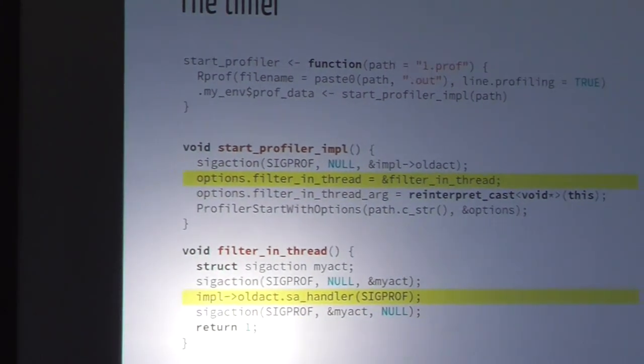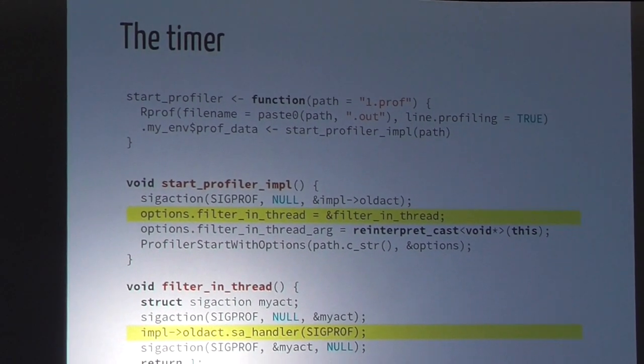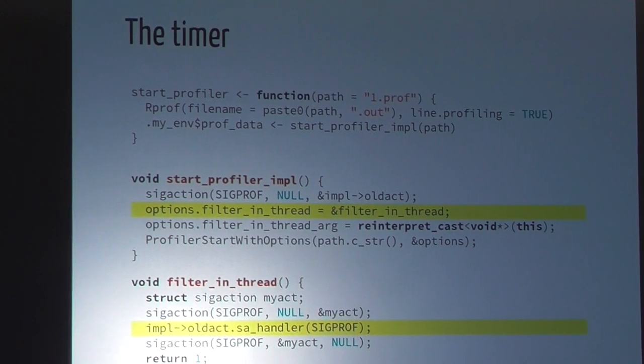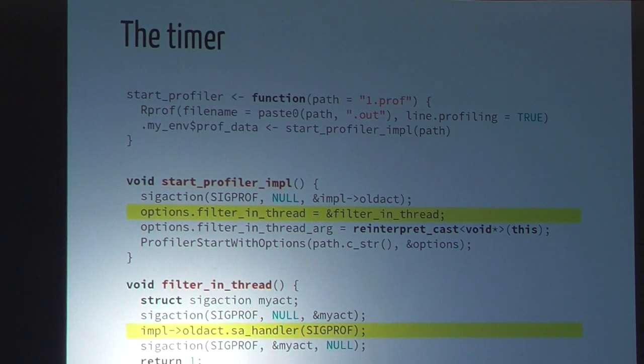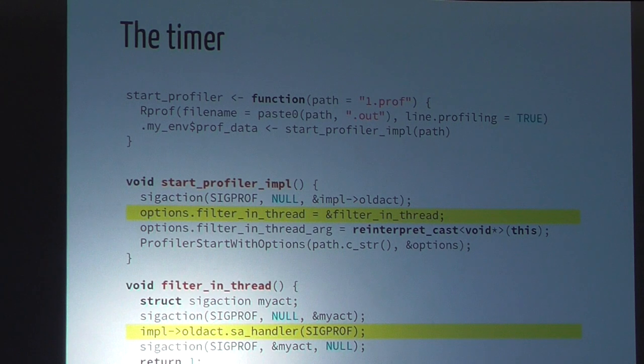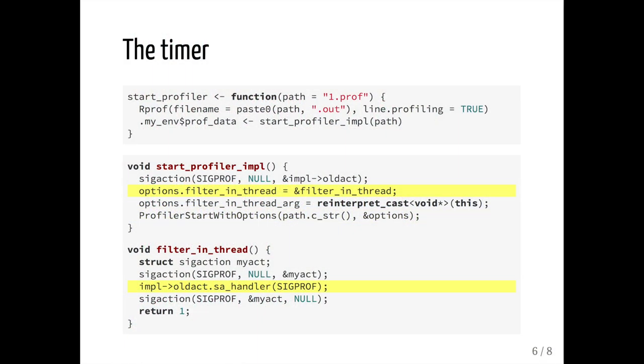So about orchestrating timers, this is an excerpt of the current implementation, the way it's done. It's a bit more brittle than I'd like it to be, so I hope we can discuss later how we can make things better. Now, I have a start profiler function that will accept the path. This will start R's profiler and then call this start profiler implementation function, which is shown below.